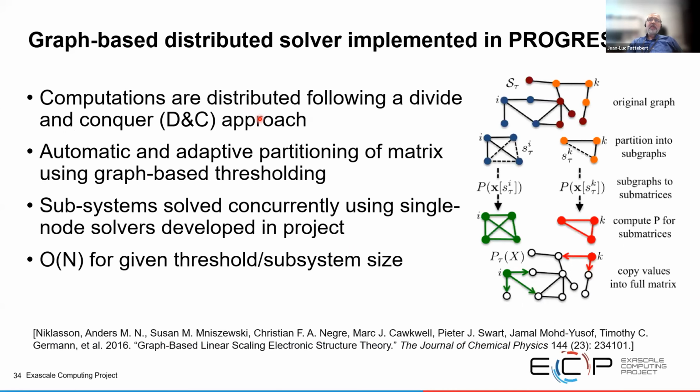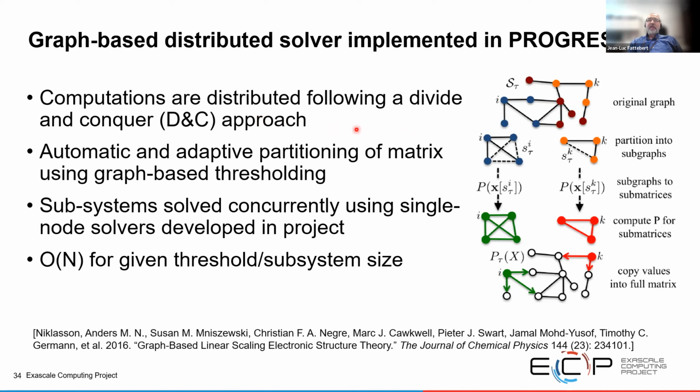One essentially is a divide and conquer approach, where you try to divide your matrix into overlapping sub-matrices, compute them simultaneously, and then put the result back together in a smart way.